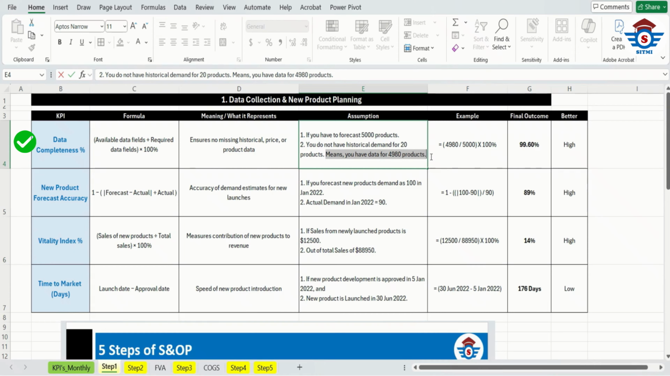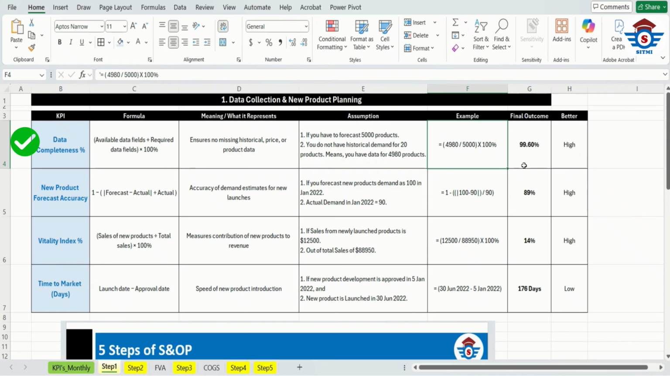Now, when we put this in our formula, it is equal to 4,980 divided by 5,000 into 100%, and the final outcome is 99.60%, which is the data completeness in our forecasting method. Since having right and complete data is utmost important in forecasting, the higher the percent completeness, the better for planning, so this metric should be on the higher side.